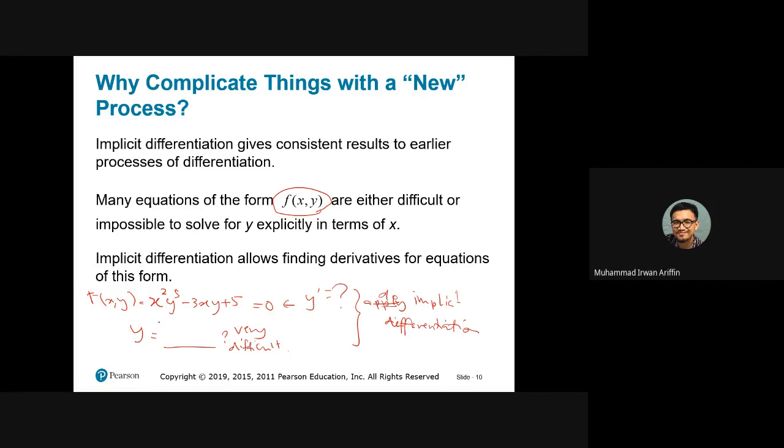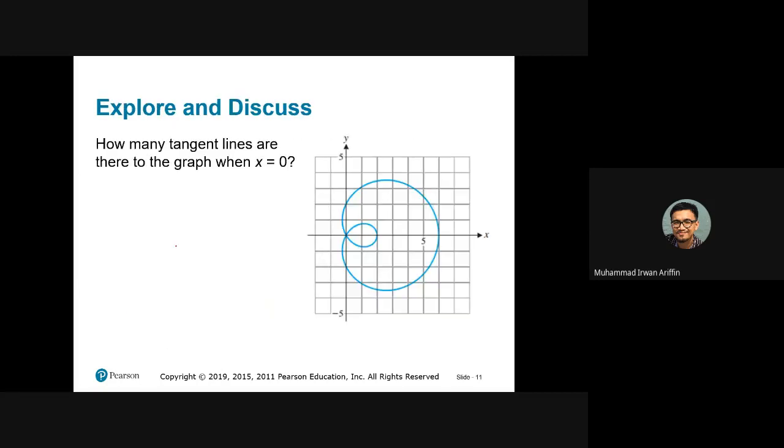Okay, for these functions, this is another example where we have this equation. Now, this is not a function. To separate such an equation, y and x would be difficult. So let's say the question asks us how many tangent lines there are to the graph when x equals 0. Where is x equals 0? This is our x, our horizontal axis. So x equals 0 is here, at the origin.